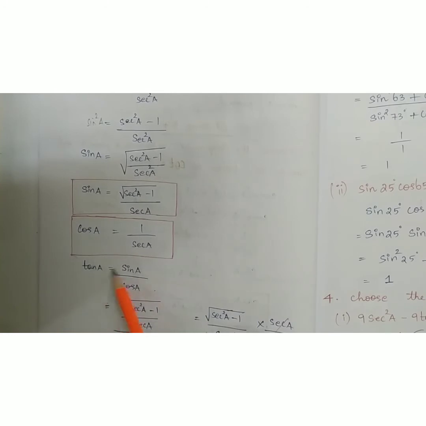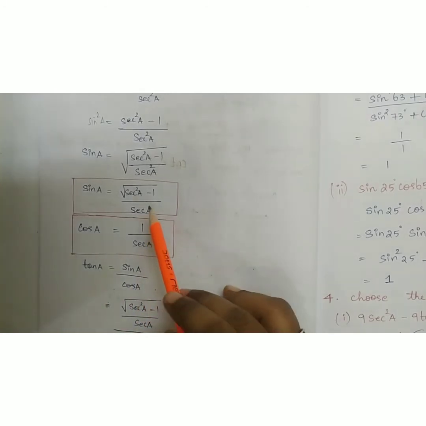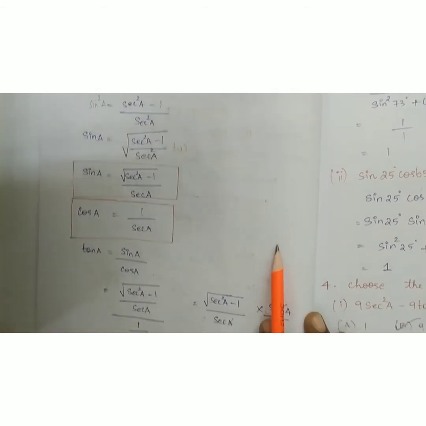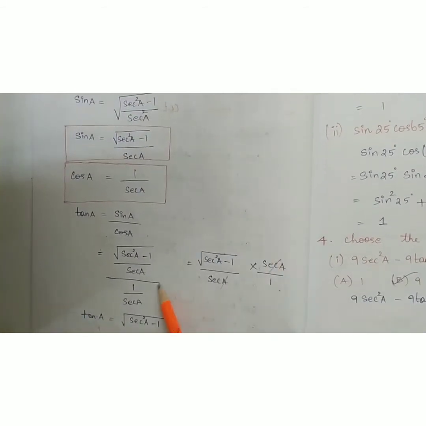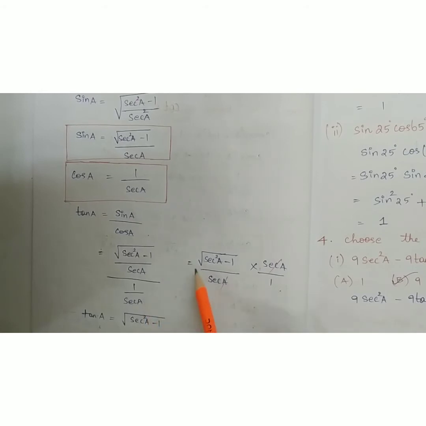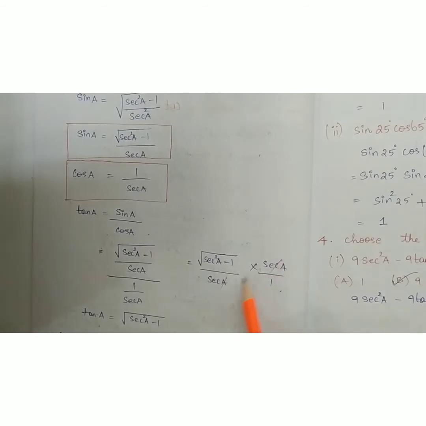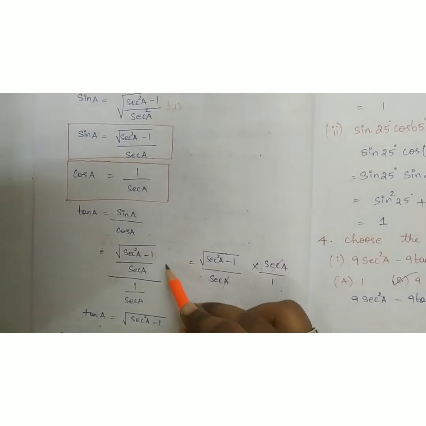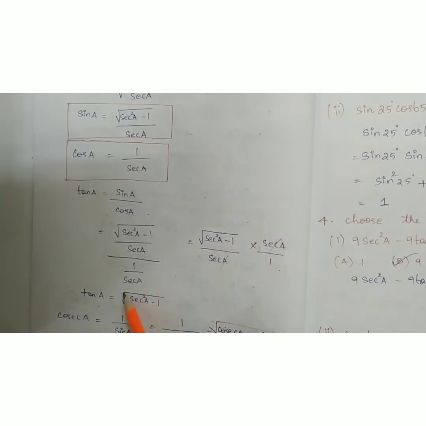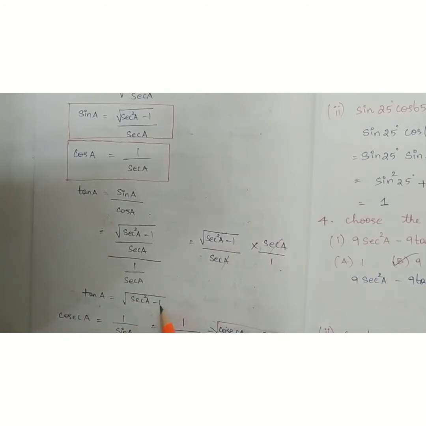Next, tan A. Tan A is sin A by cos A. So instead of sin A, you can write this term, and instead of cos A, you can write 1 by secant A. So root of secant square A minus 1 by secant A into secant A by 1. So secant A and secant A will get cancelled. So your tan A is root of secant square A minus 1.